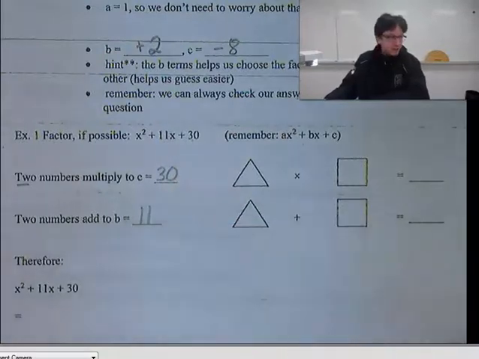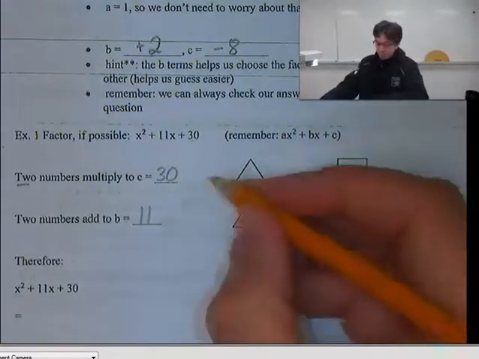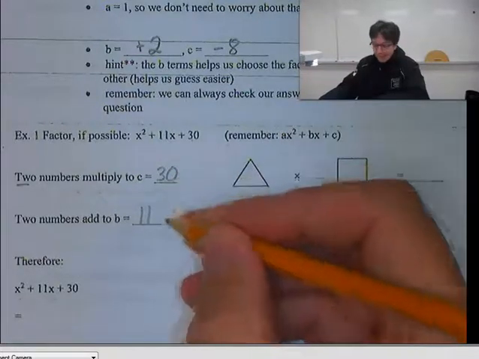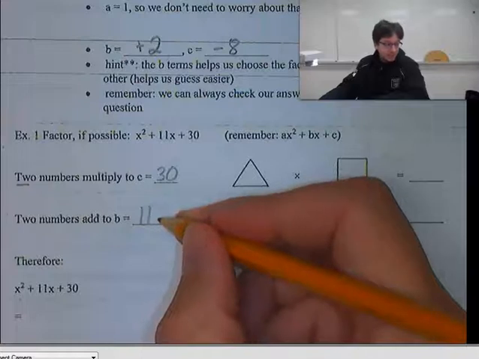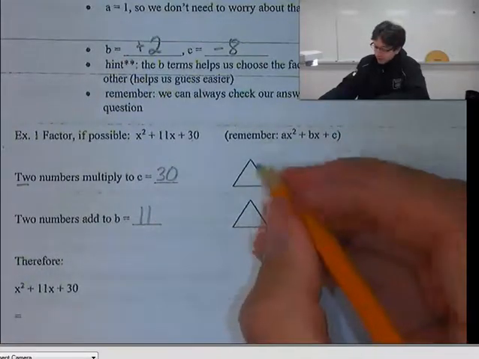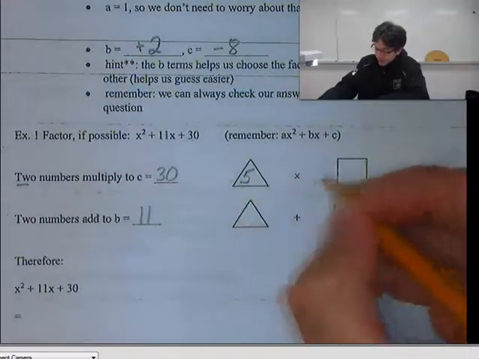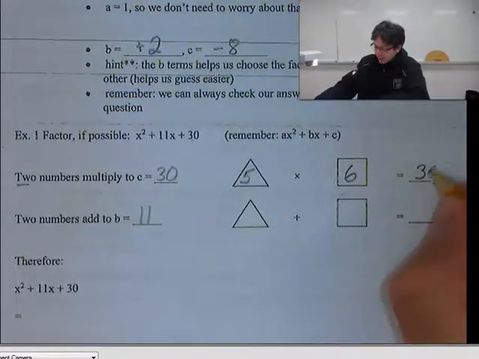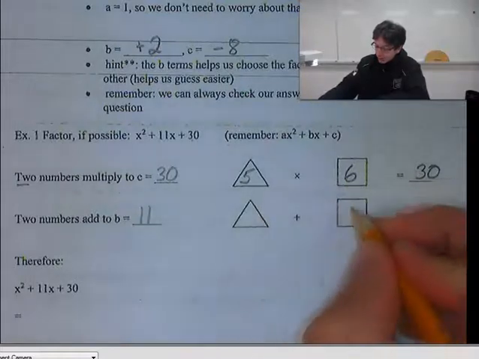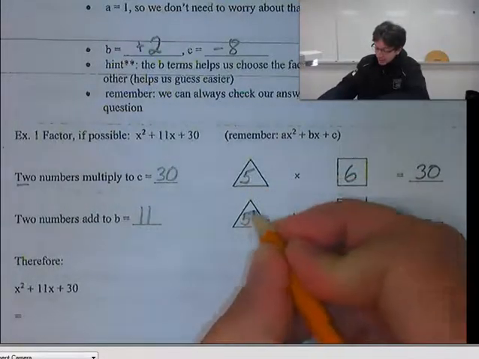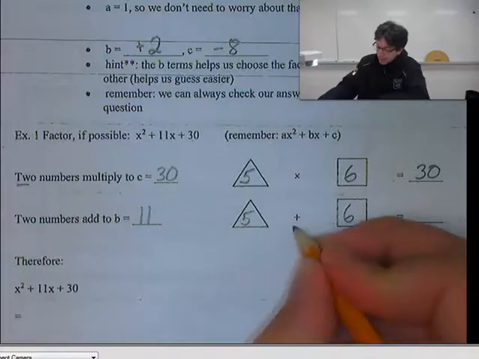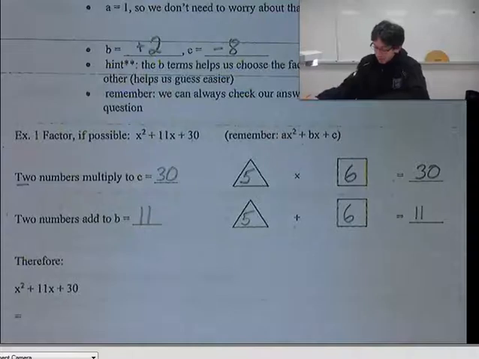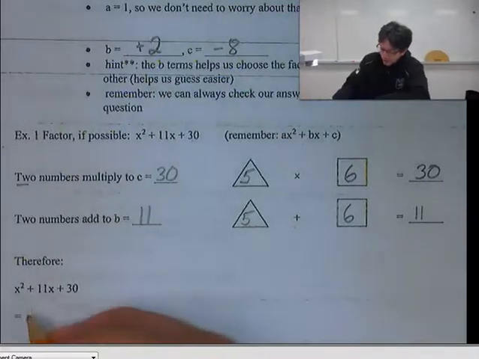So you can try a couple different numbers. I mean, you can try 10 and 3. Those multiply to give you 30, but they add to give you 13, not 11. So something else you could try would be maybe 5 and 6. 5 and 6 multiply to give you 30. Right? And it's very important that those same numbers, 5 and 6, must add to give you 11, which in this case they do. So the numbers we're looking at are 5 and 6.